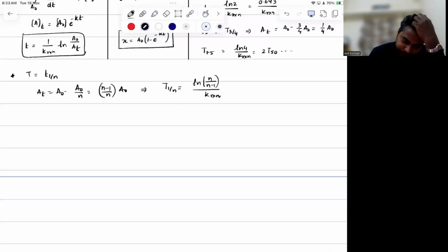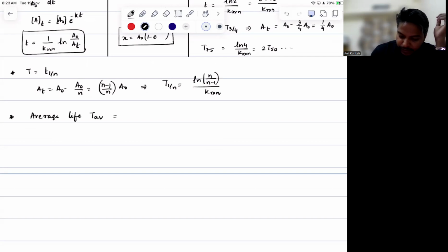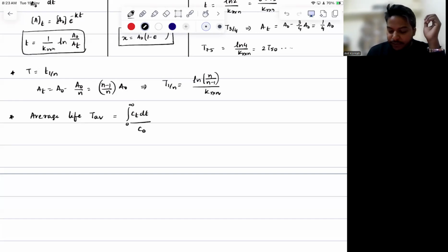Got it? There is another term which we need to define here. What is an average? Average time, average life, T average, right? It is basically defined as integral 0 to infinity Ct dt by C naught. That is how the concentration is changing over the lifetime with respect to the initial concentration.